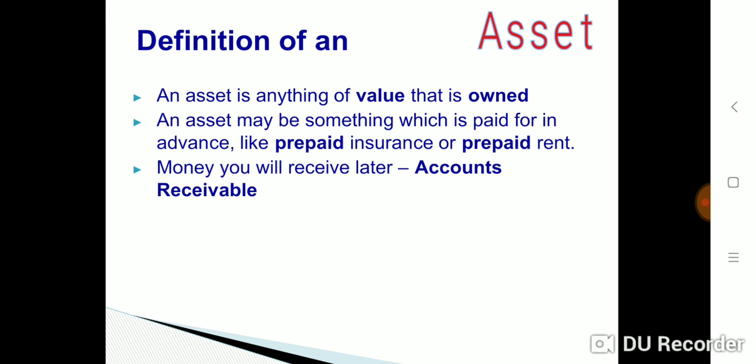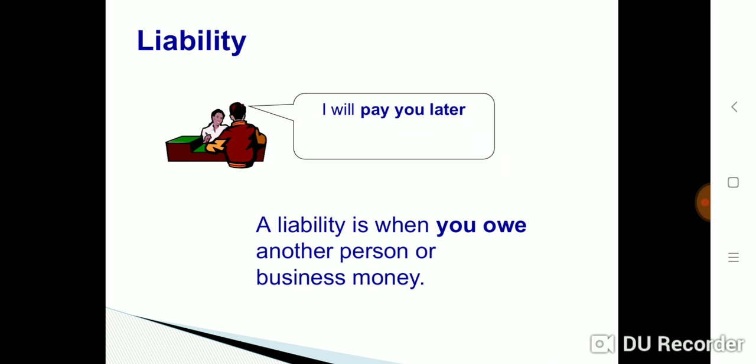An asset may be something which is paid for in advance, like prepaid insurance or prepaid rent. Money you will receive later is account receivables. The other important accounting term is liability.